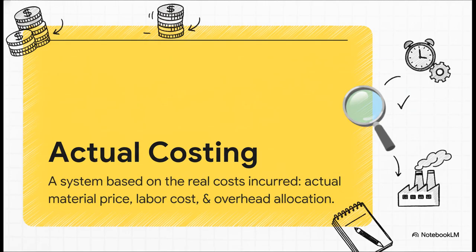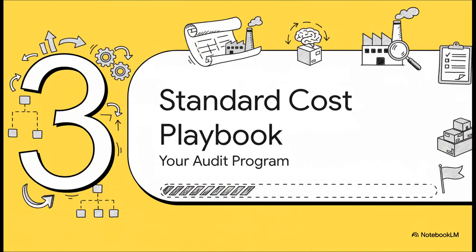Now let's flip the coin and talk about actual costing. Just like the name says, this system is all about what really happened. It's built on the actual price the company paid for materials, the actual labor costs they incurred, and the actual overhead they allocated to production during that time. No estimates here.